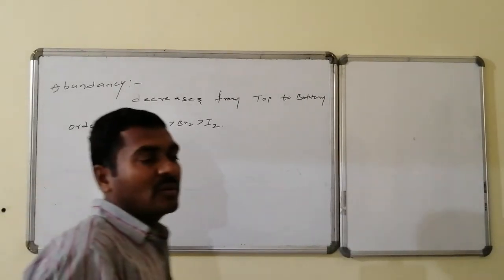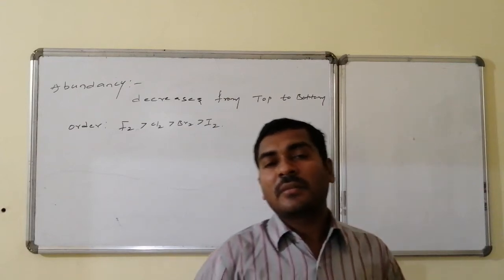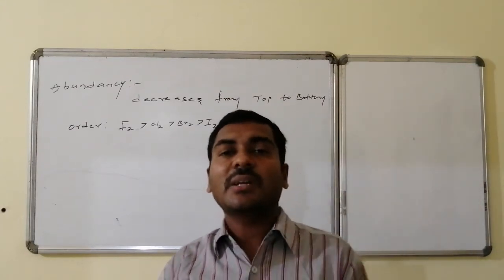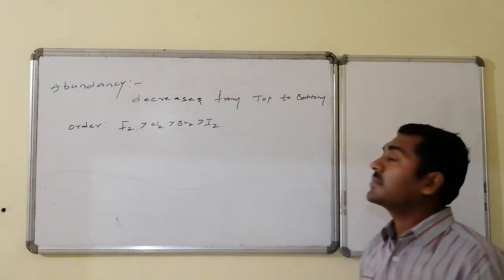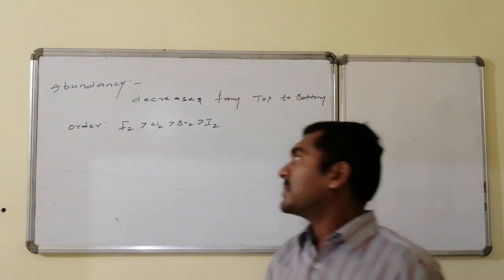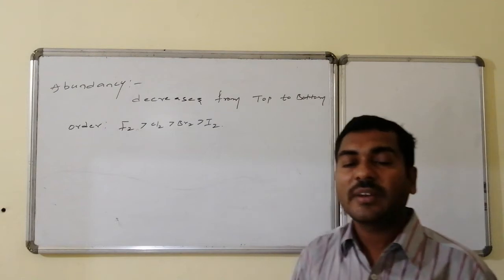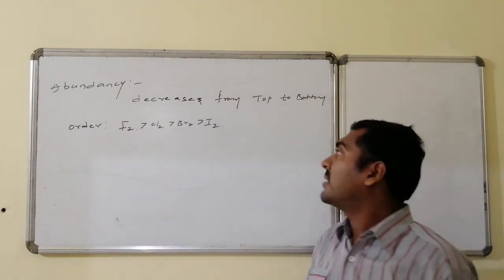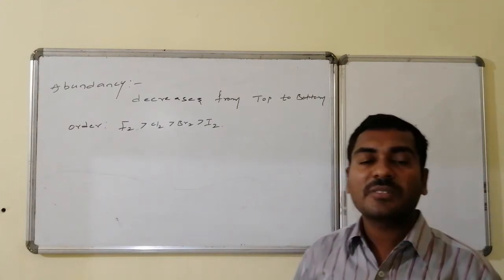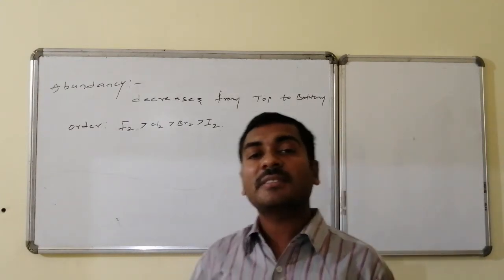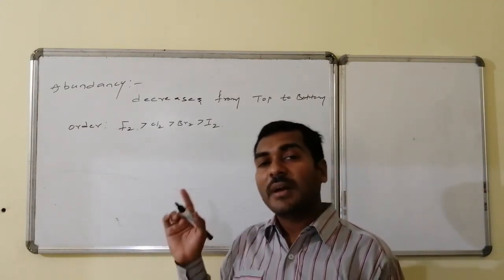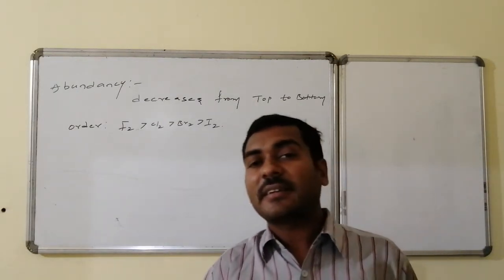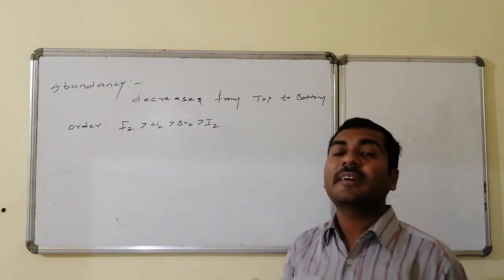Abundancy is observed from the natural availability of the different sources of the halogens. Thus abundancy decreases from top to bottom. The order of abundancy is: fluorine is relatively more available compared to chlorine, then bromine, and the least available halogen which is not radioactive is iodine. So the abundancy order is fluorine greater than chlorine, greater than bromine, and greater than iodine.